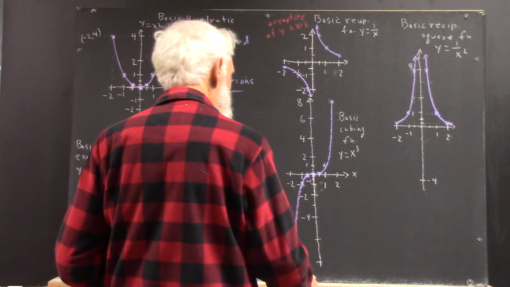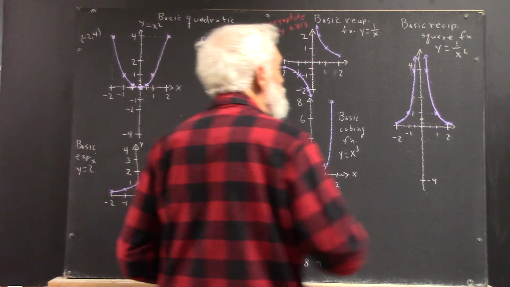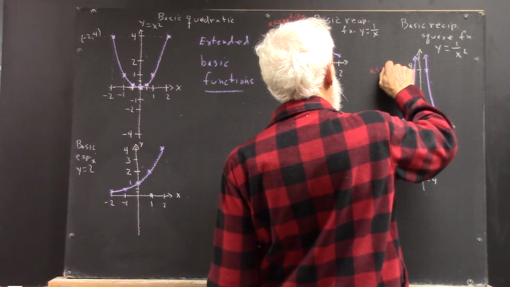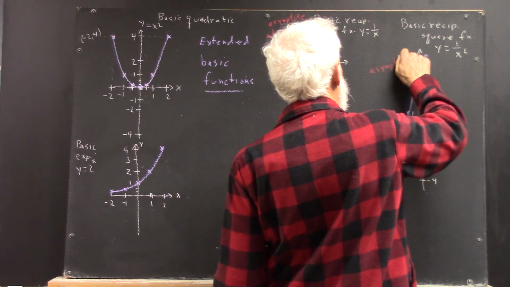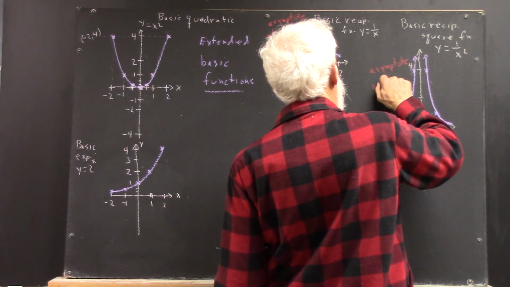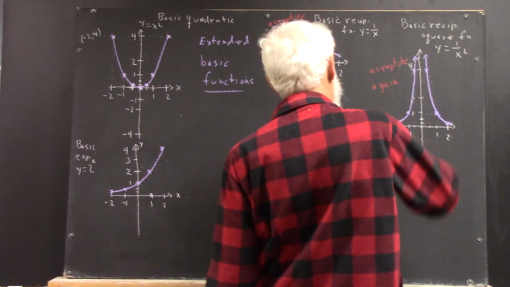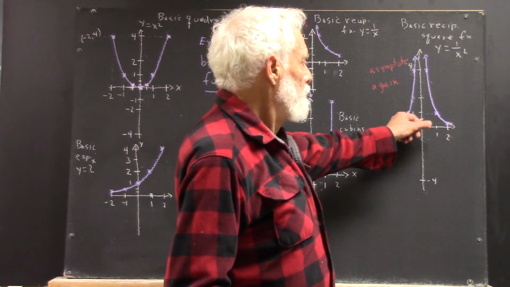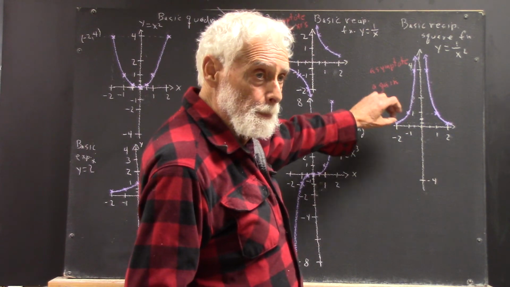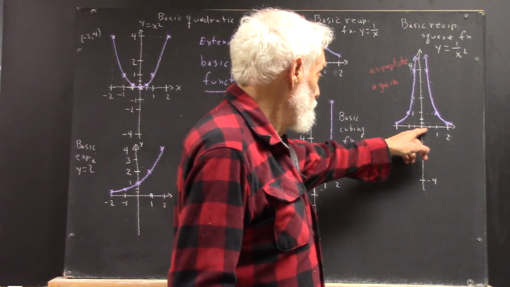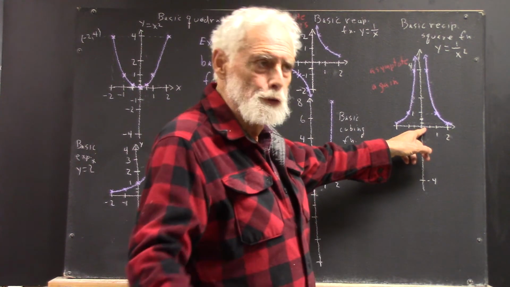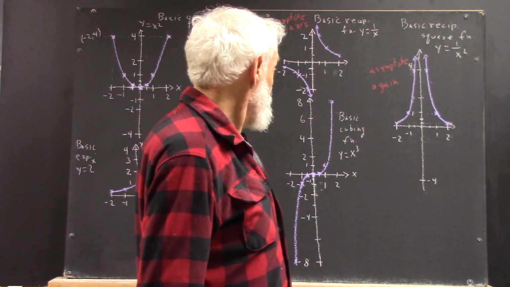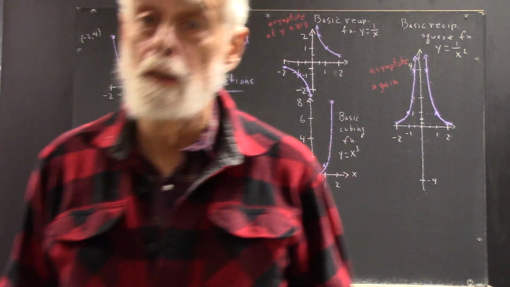Again, we have asymptotes. We have an asymptote. Again, because of the fact that when you divide 1 by a tiny number, you get a big result. And the numbers get unrestrictedly tiny as we approach x equals 0. Okay, well there you have it. Those are the extended basic functions.